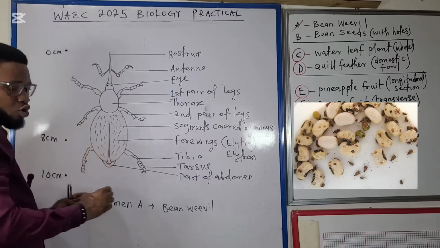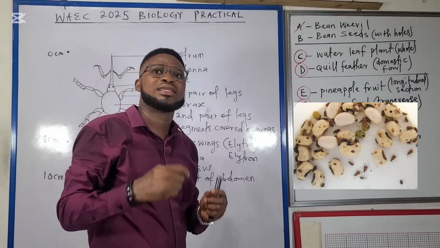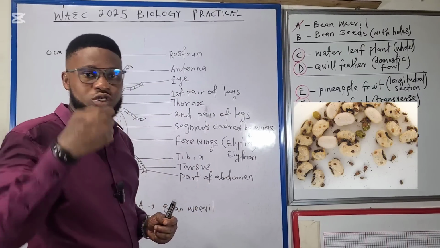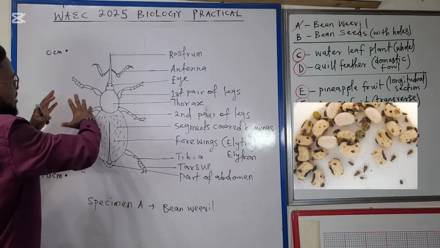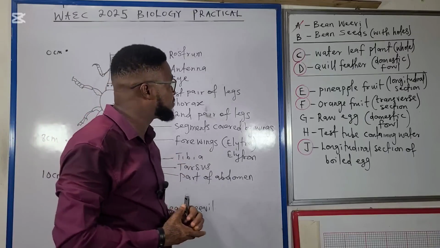If we were told to draw, a hand lens is part of the instrument that is going to be made available. You're going to observe specimen A with your hand lens, and then you will draw what you can see, and it should be something in this format. So what else are we expected to draw?